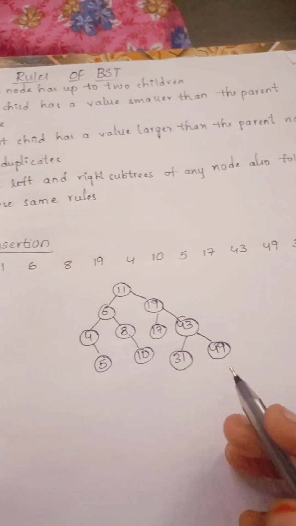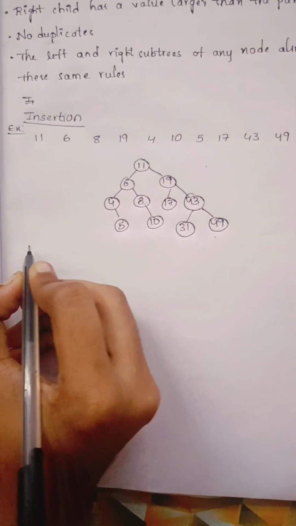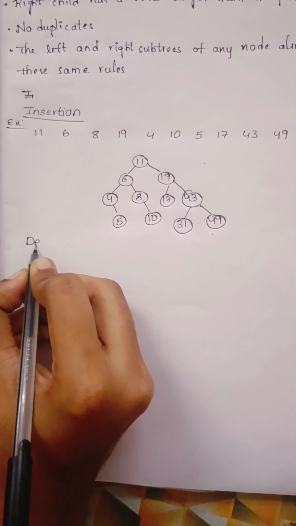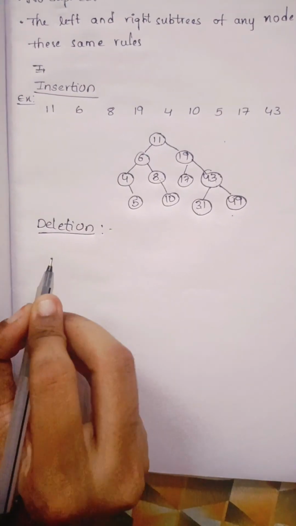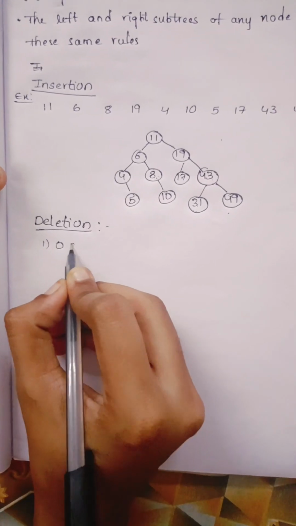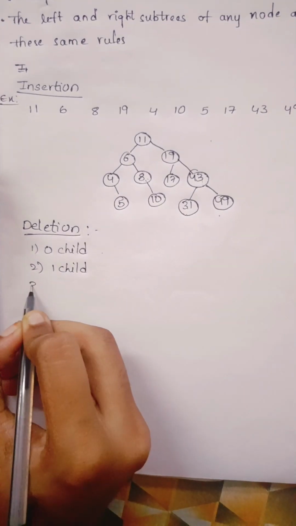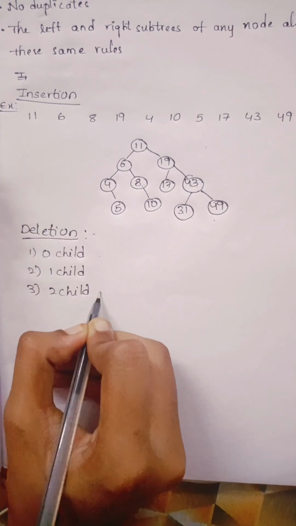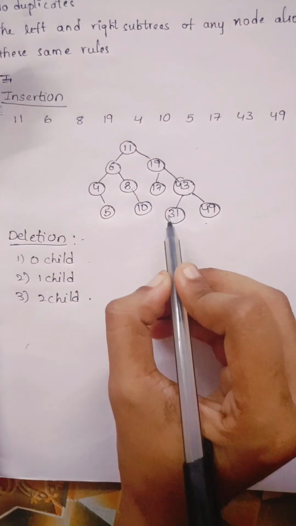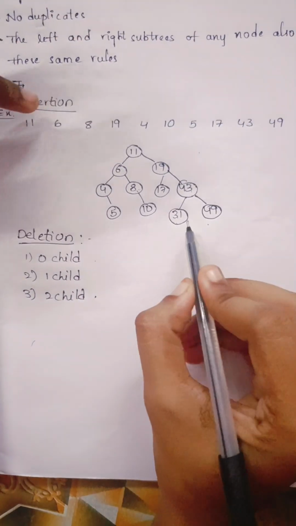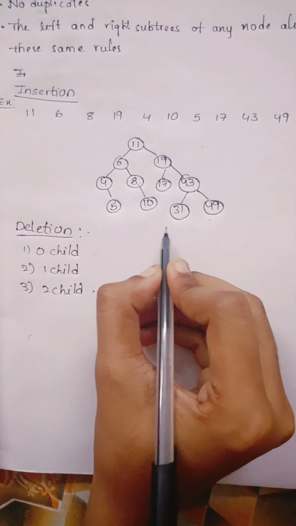And the next step is deletion. So let us discuss the deletion process step by step. In deletion we have 3 rules. The first one is 0 child deletion, the second one is 1 child deletion, and the third one is 2 child deletion. Here 0 child means a leaf node. Take this example only. In this, 31 and 49 are the leaf nodes. That means there is no extra node connected to them.